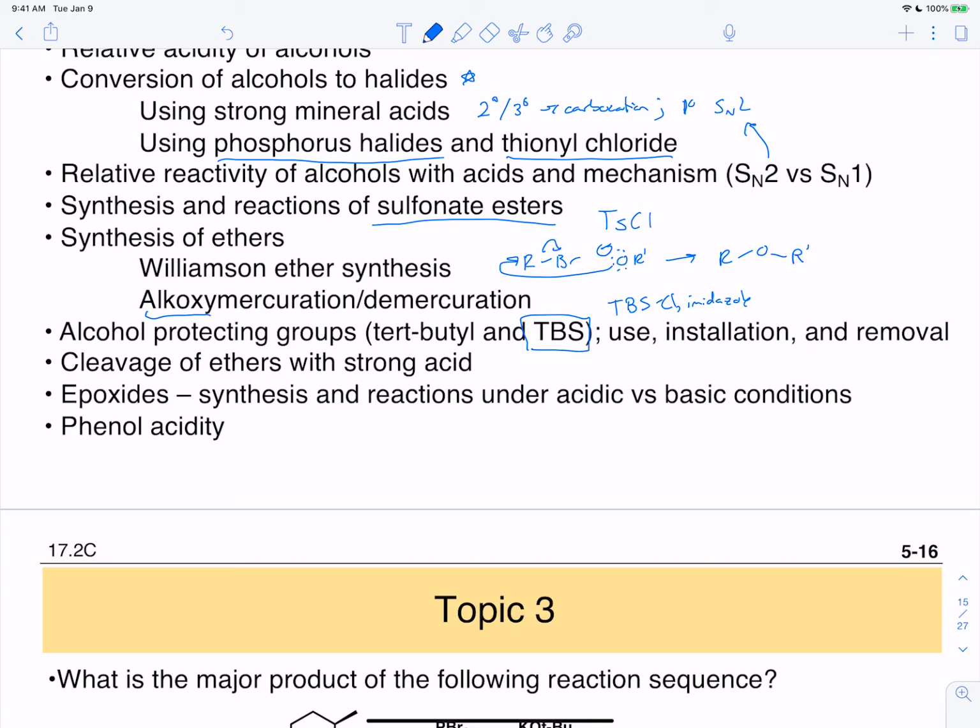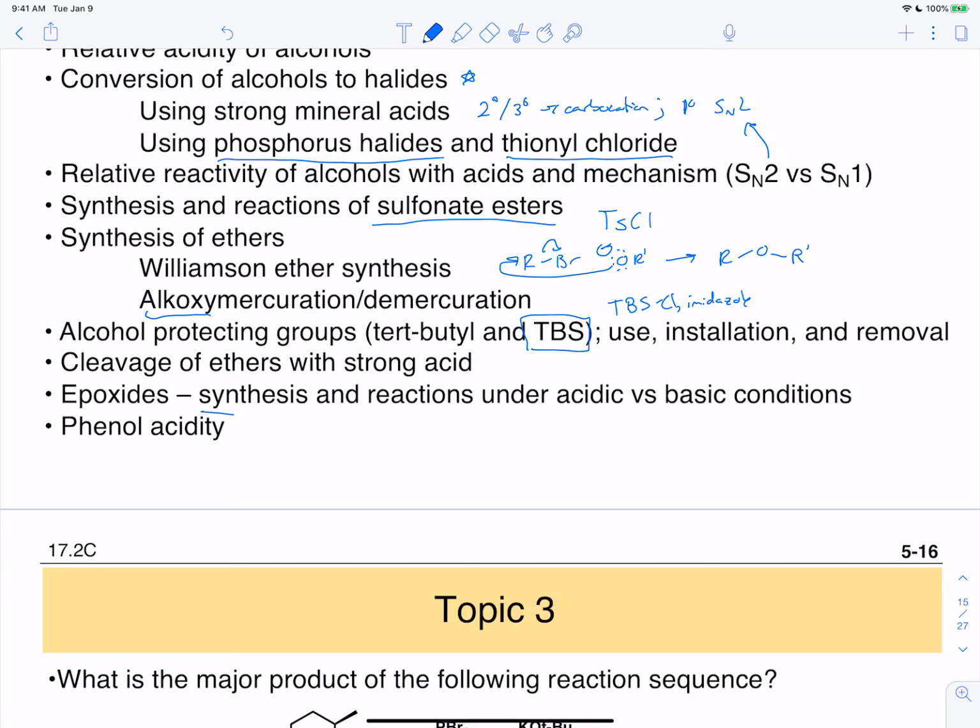And then we had cleavage of ethers with strong acid, which strongly mimics the conversion of alcohols to halides. It's just now you have a different molecule leaving. You have a whole alcohol leaving that could potentially further react with these strong acids to make more alkyl halides.